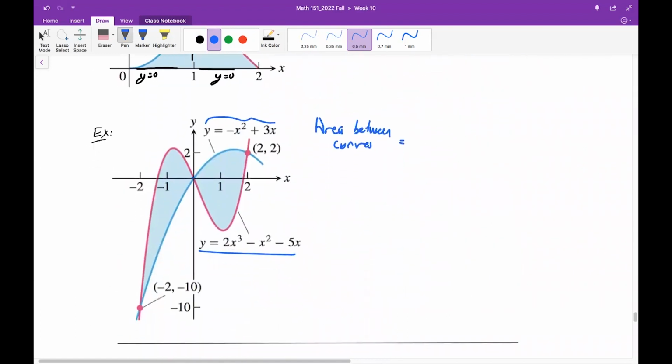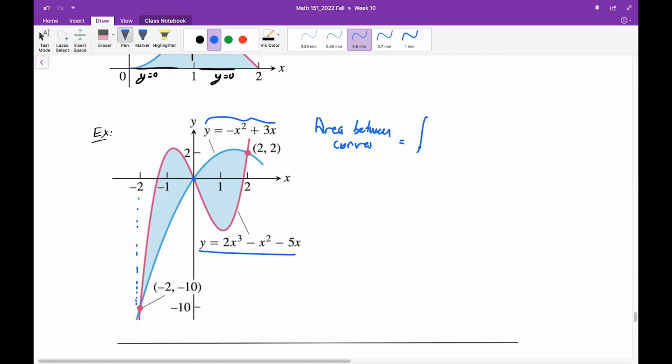And as you can see, over the interval from -2 to the origin, the upper curve is the pink one, the lower curve is the blue one. And over the next interval from 0 to 2, the upper curve is now the blue one, the lower curve is the pink one. So upper and lower curves are switching after the origin. That's why we need to divide the integral into two parts again.